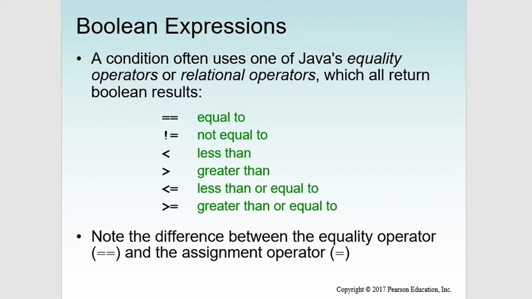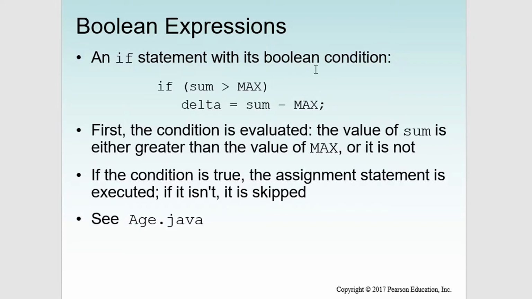Boolean expressions. A condition often uses one of Java's equality operators or relational operators, which all return Boolean results. We have the equal to, the not equal to, less than, greater than, less than or equal to, greater than or equal to. Note the difference between the equality operator, which is 2 equal signs, and the assignment operator, which is 1 equal sign.